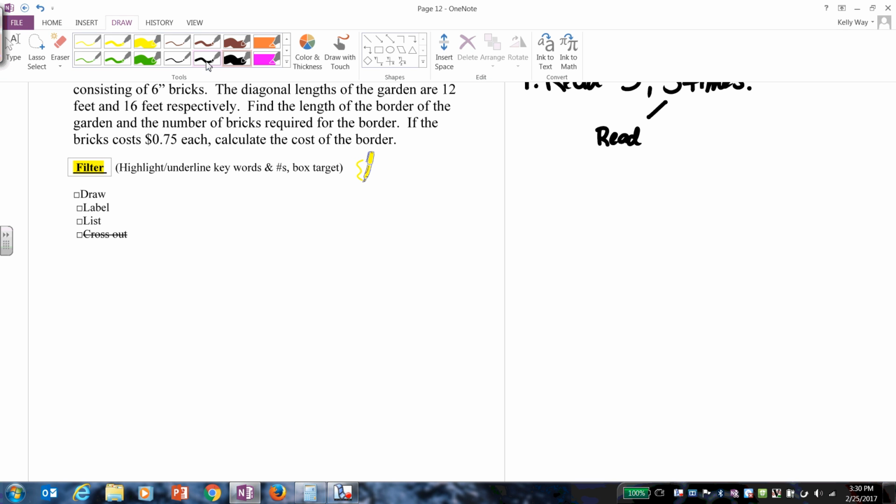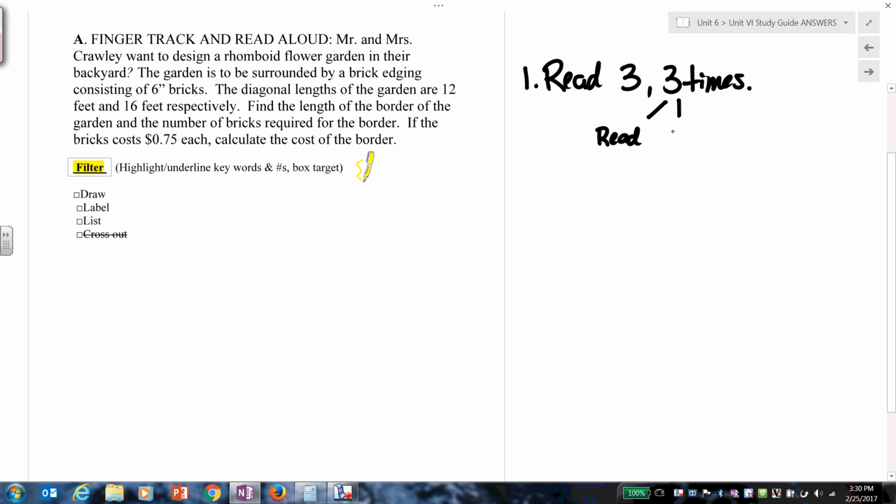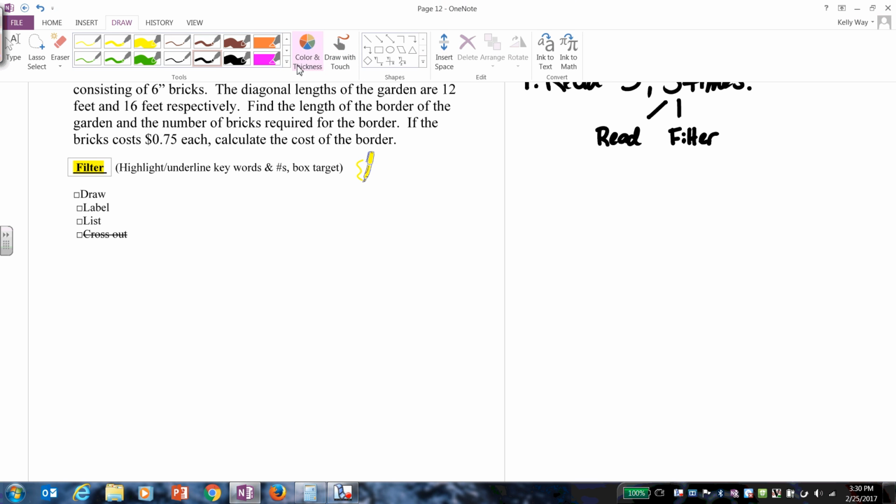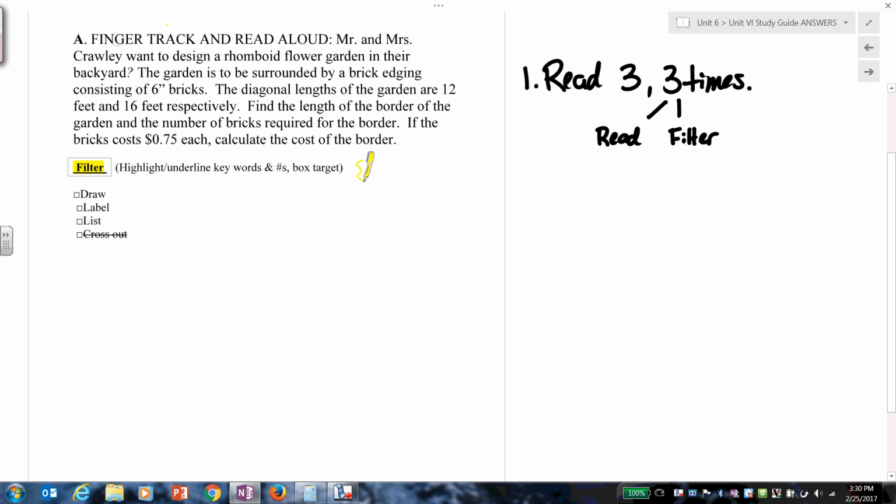So first time you read with 3 body parts. Second time you go back and you filter. Filter means to underline keywords and all numbers. Then what to decide? A rhomboid. That means rhombus flower garden. It's to be surrounded by a brick edging. Bricks are 6 inches each. The diagonal lengths are 12 feet and 16 feet respectively. You want to find the length of the border and number of bricks, 75 cents, and ultimately we want to find the cost.